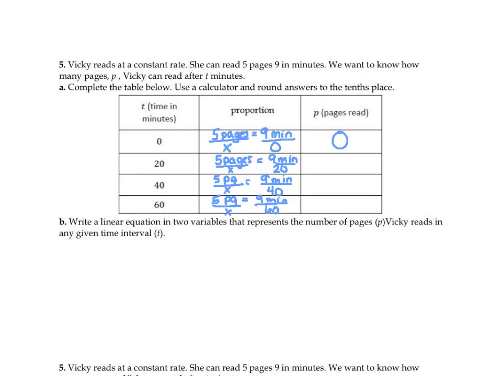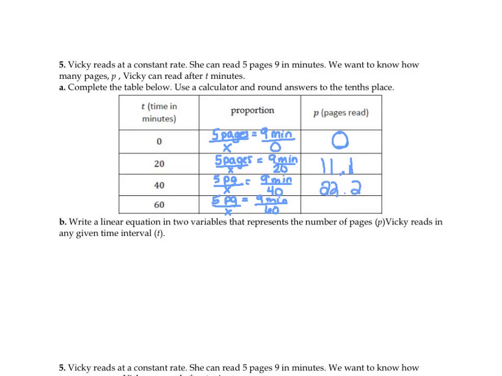So 5 times 20 divided by 9. Be careful here, that's 11.1 repeating. And so looking at my directions, it does say to use a calculator and round to the nearest tenths place. So I'm going to round that to the nearest tenths place, which means I'm not going to put a repeating bar. So I've got 5 times 40 divided by 9. That's 22.2. Again, rounding to the nearest tenths place, not putting a repeating bar.